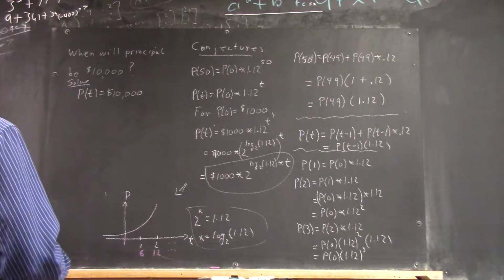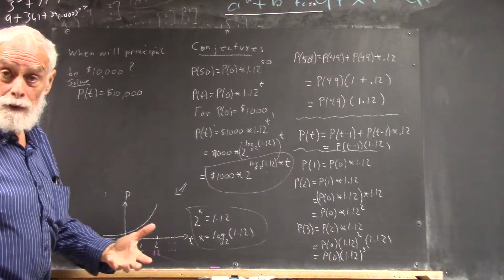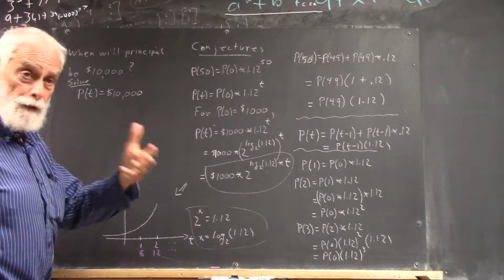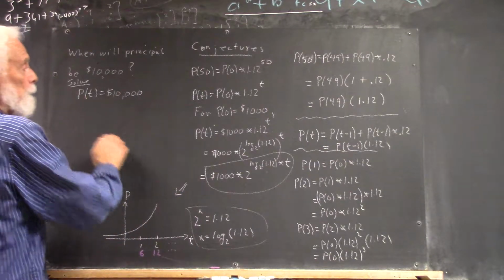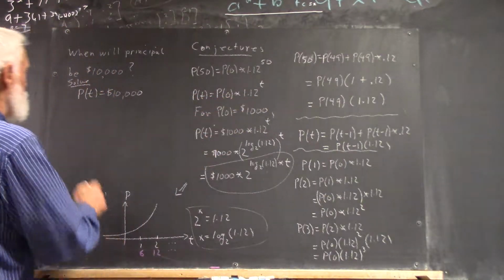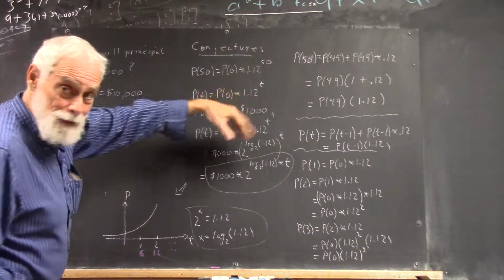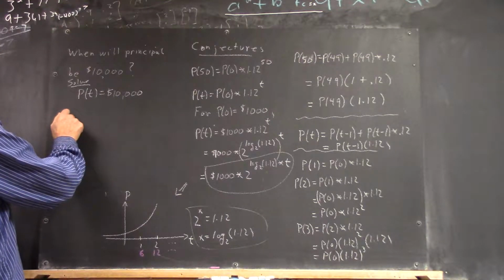Well, that's fairly easy to solve. You've already seen most of what you need to see to solve it. It's going to look very much like what you have to do and what you've already done if you've already taken the test. Okay? First of all, P of t is P of 0 times 1.12, which is $1,000 times 1.12 to the t. I forgot the t difference.